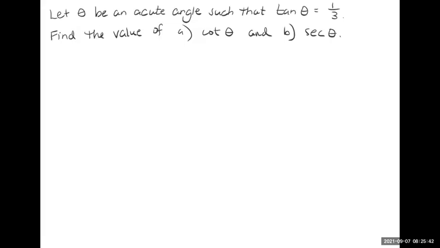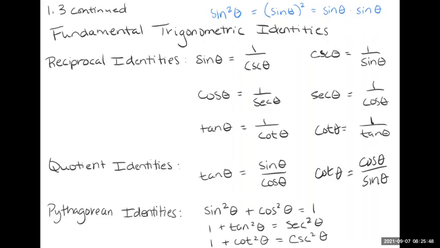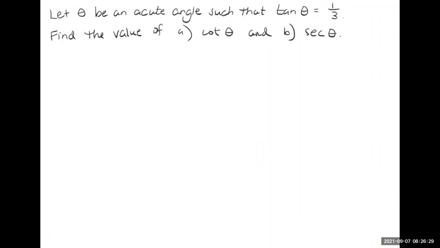If I know tangent, and I know the relationship between tangent and cotangent, so going back over here to my identities, the one that involves tangent and cotangent, so that tangent is 1 over cotangent, or cotangent is 1 over tangent. We can use either one of those for this. If I do 1 over a fraction, I've got to flip the fraction and multiply it by 1. So when you're doing reciprocals, you can just flip. So if I know tangent is 1/3, cotangent has to be the reciprocal of that, which would be 3 over 1, or just 3.